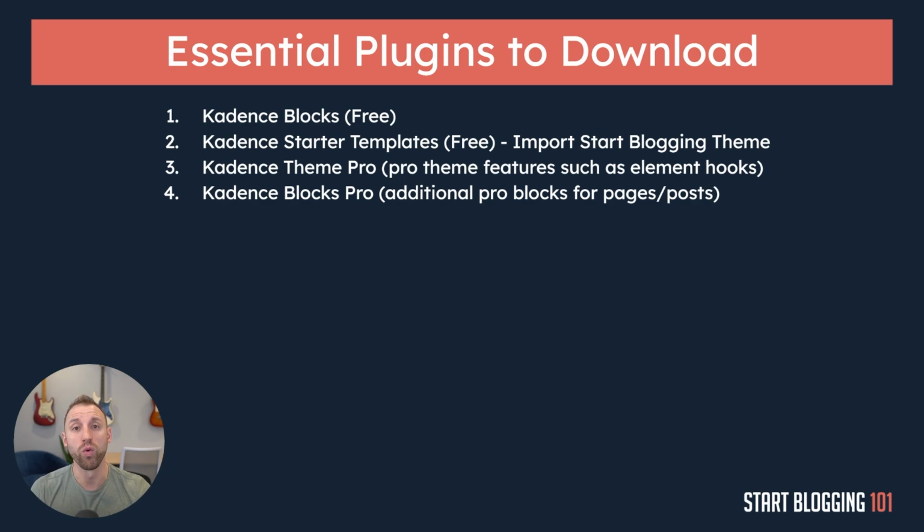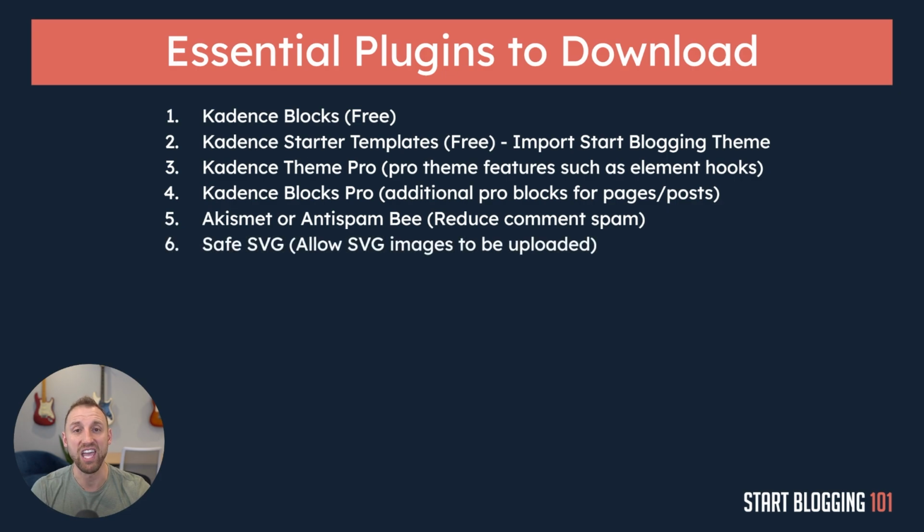And then with number 4, Kadence Blocks Pro, this will unlock a number of additional pro blocks that you can use on your website to build pages and blog posts. Both Kadence Theme Pro and Kadence Blocks Pro come in any of the Kadence bundles, which I'll go over in a little bit. Number 5 is we will be installing Akismet or Anti-Spam Bee, and these are both plugins that will help reduce comment spam on your website.